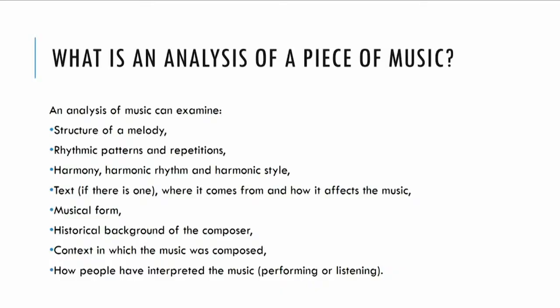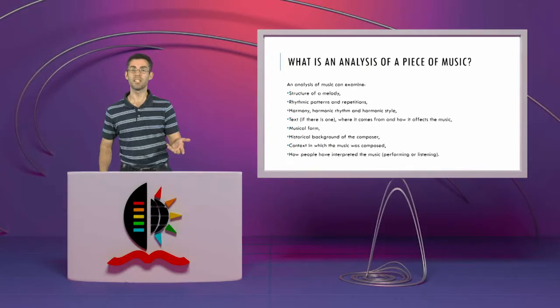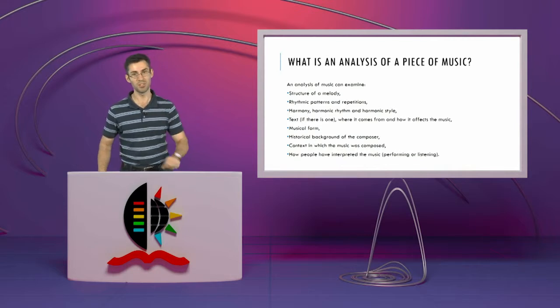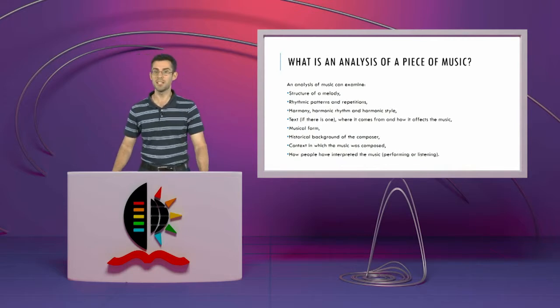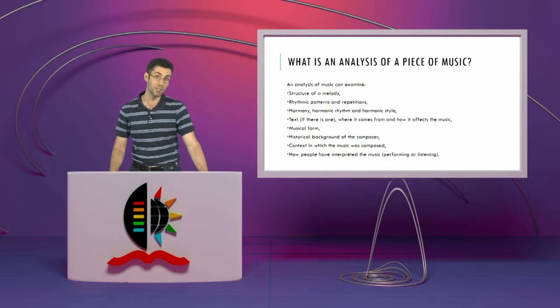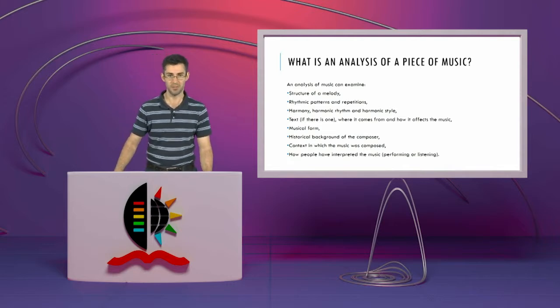Also, an analysis could look at the text, if there is one. So in choral music, there's almost always a text, and you are going to be looking at how the composer describes the text in music. You might also ask where the text comes from, who wrote it, and how did their context affect how it was written. Also, how does the text affect how the music was set?